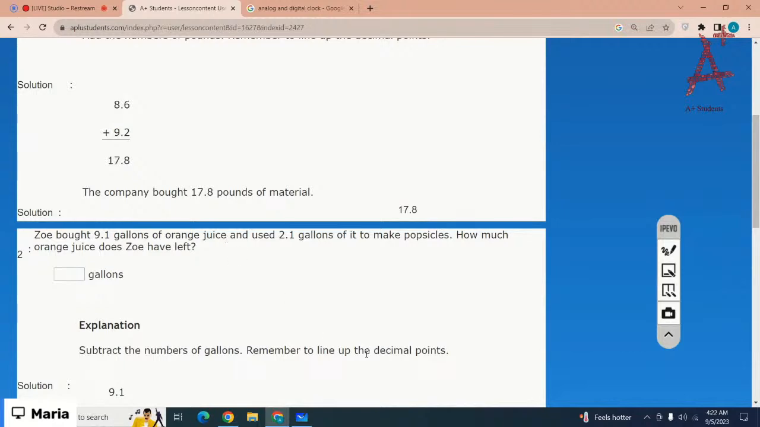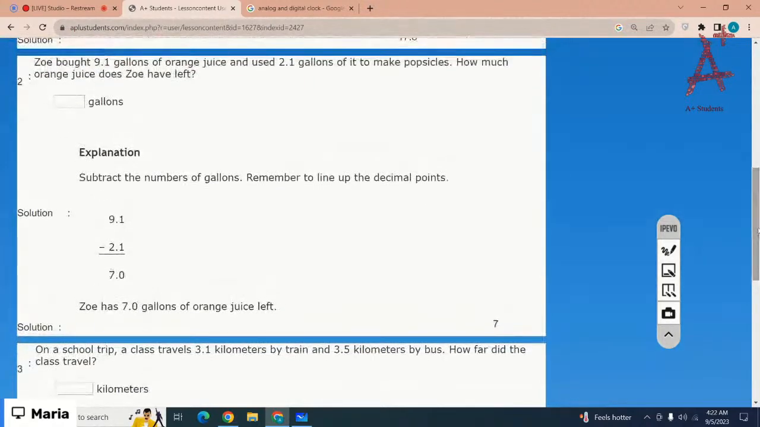Okay, the next one is Zoe bought 9.1 gallons of orange juice and used 2.1 of it to make popsicles. How much orange juice did Zoe have left? So she bought 9.1 gallons. She used 2.1. So basically, you have to subtract, right? It would be 9.1 minus 2.1. Let's subtract them. You have to line up the decimal point, and then 1 take away 1 is 0, and 9 take away 2 is 7.